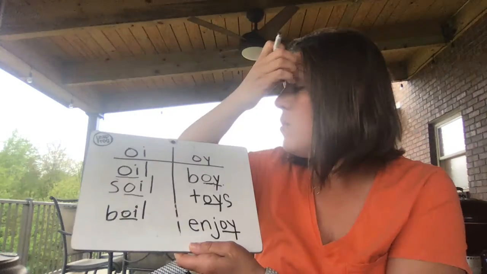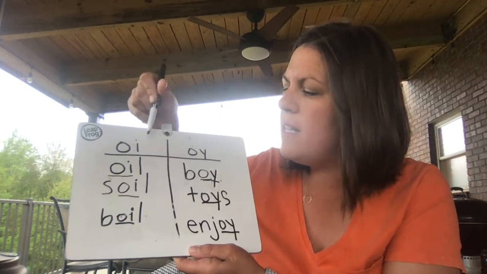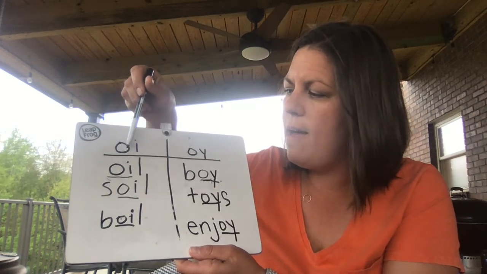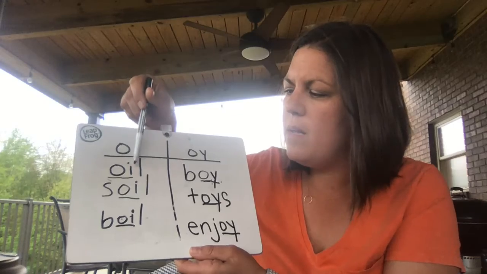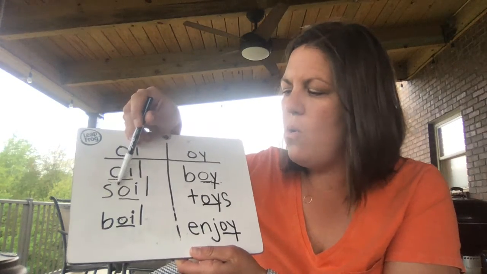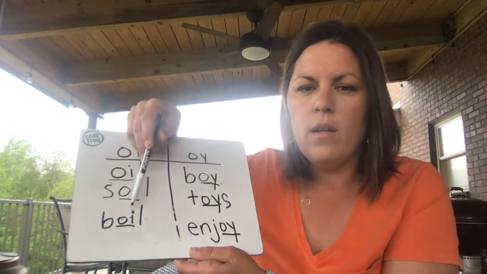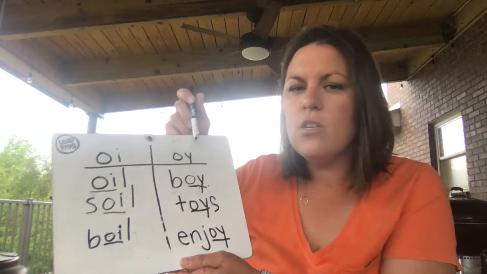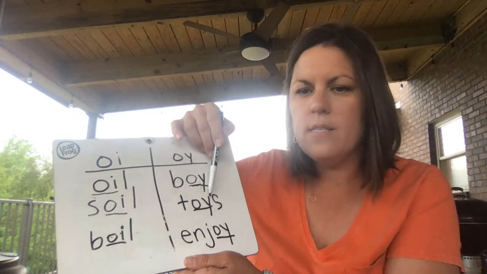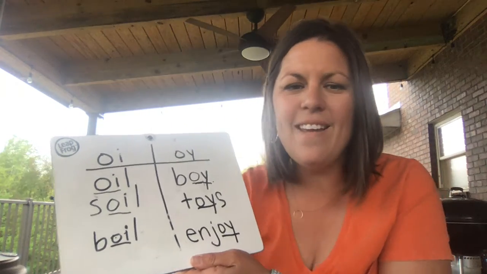So let's read our words together. When the oi sound is at the beginning or the middle, it's OI. Let's try it. Oil, soil, boil. And when you hear the oi at the end, you're going to use OY. Boy, toys, enjoy. All right, I hope that helps.